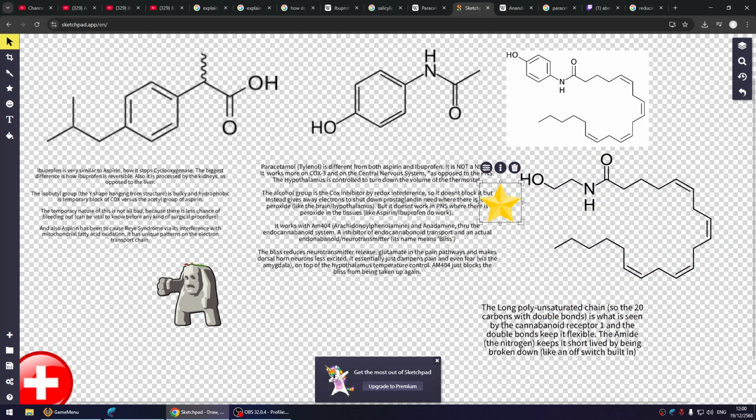But the long polyunsaturated chain, so these chains, 20 carbons with double bonds, unsaturated meaning double bonds, are what keep this connected to the cannabinoid receptor 1, and the double bonds just keep it flexible. The amide, so this nitrogen, keeps it short-lived by being broken down, like an off switch built in. And that's what I wanted to show for today.